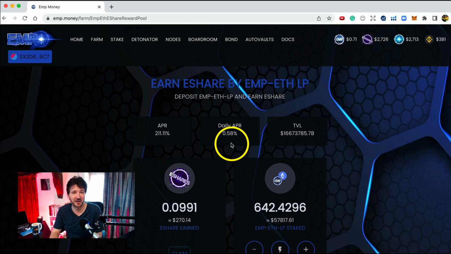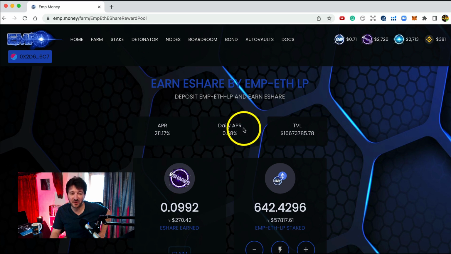When you think about a bank account that pays, what, 0.05% a year, think about that. And this is paying 0.58% a day. Are you beginning to see how mind-blowing this whole decentralized thing is and how lucky we are just to be even having this conversation?